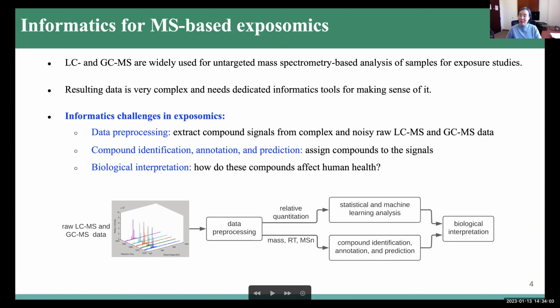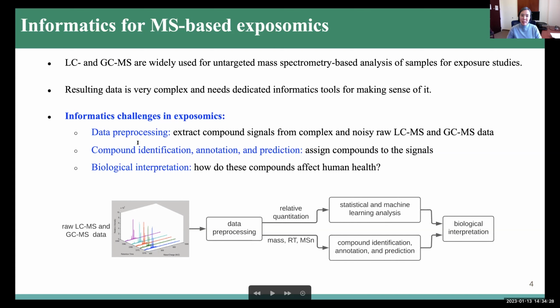But how about those compounds that have not been identified? We need to annotate them, provide some pointers, and also predict them to see how real they are. Eventually, we have to use experimental methods to identify them, of course. And finally, how to put the data into a biological context and give it a reasonable biological interpretation.